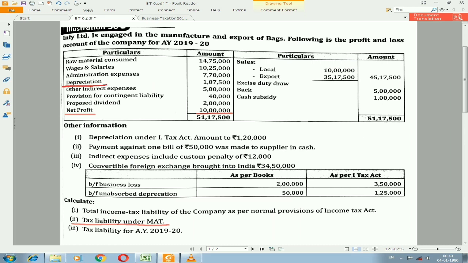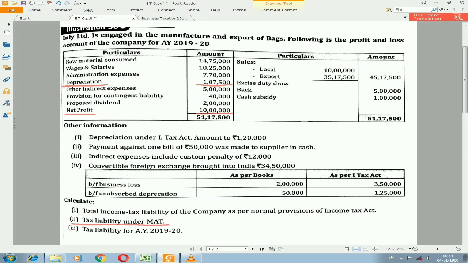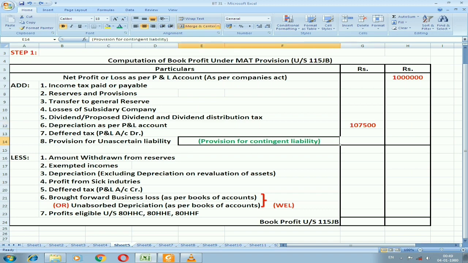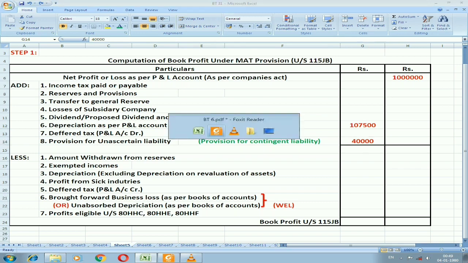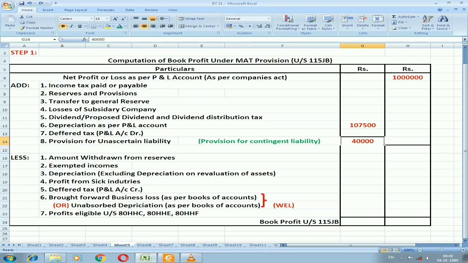First, raw materials we don't have, wages and salaries we don't have, administration expenses also we don't have, depreciation will be there. So let us consider it, 1,07,500. Then apart from depreciation, other indirect expenditure will not be considered. Then provision for contingent liability, so that will come under uncertain liability. So both are related to unexpected liability or unexpected expenditure. So that is the reason I have taken them there. Then proposed dividend, you are supposed to take as 2 lakh.